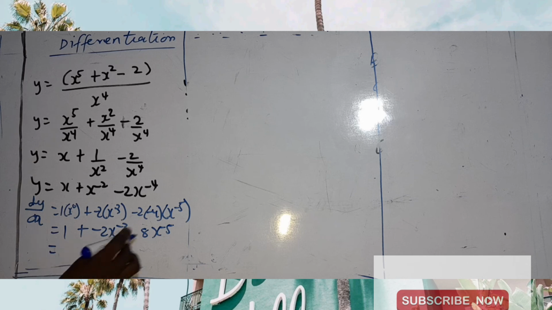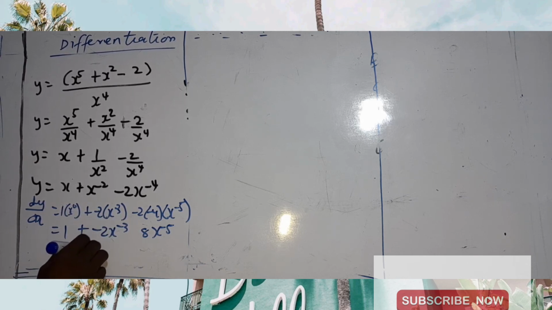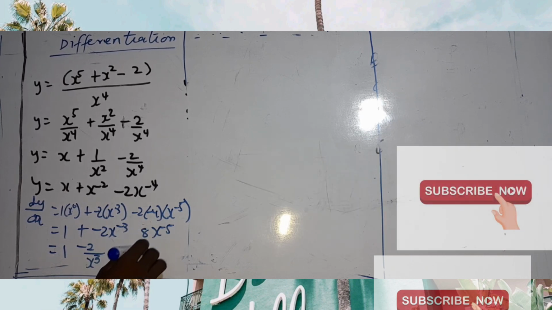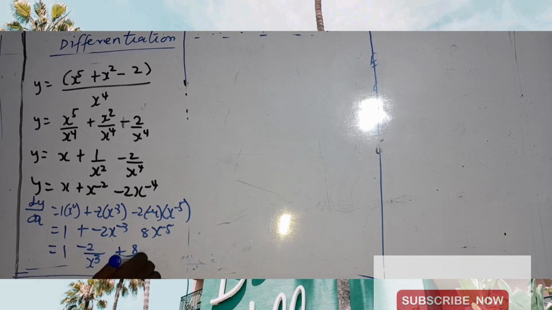So you can rewrite this one in denominator form. We have 1 minus 2 over what? Take this one back to the denominator, x cubed, plus what? 8 here, we're going to have x. Take this one to the denominator, I'm going to do x to the power 5. This is correct, and we can rewrite this one.